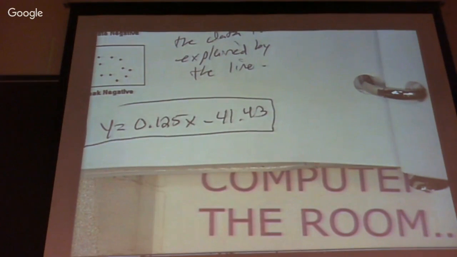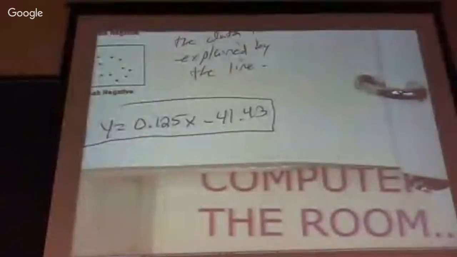Are we okay? Now what is that? It's a line. It is a line that should do what? Go right through the data. How can I check if that line goes through the data?